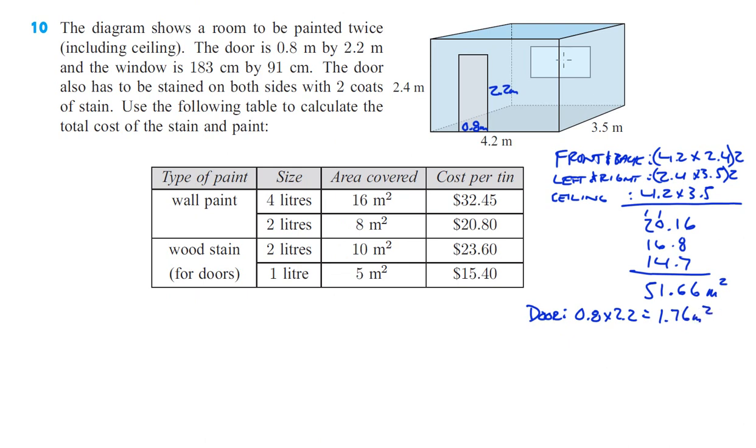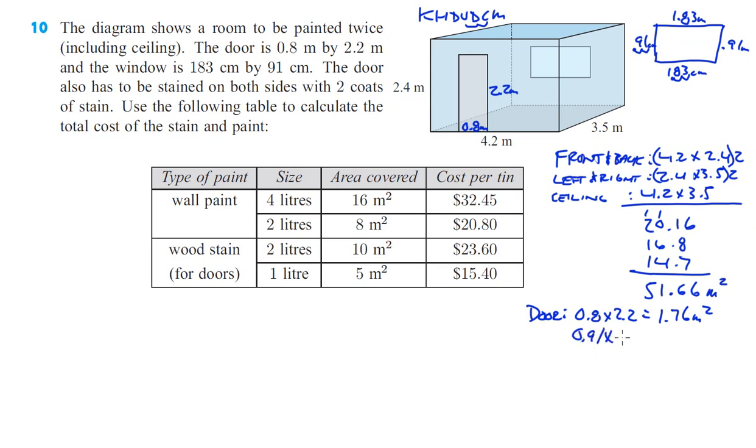square meters. And then the window they give us in centimeters. So it's 91 centimeters by 183 centimeters. To go from centimeters back to meters, we got to move the decimal over twice. So that's 0.91 and 1.83 meters.